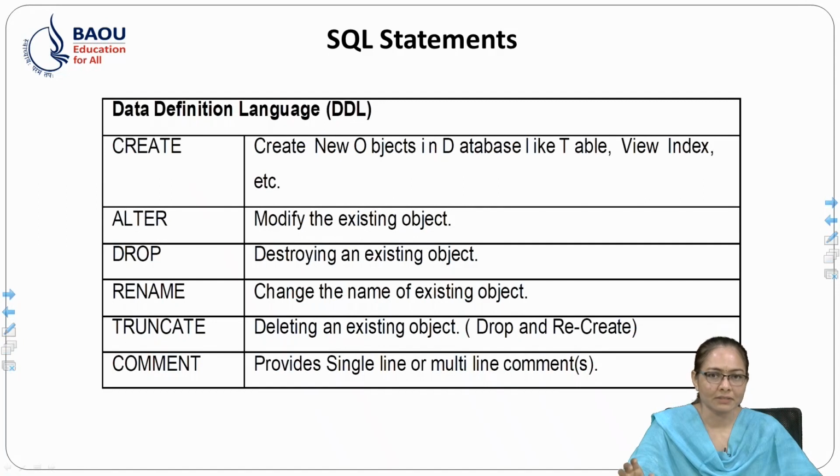Truncate command. The truncate command is used for deleting the data of an existing object, means the table structure remains the same. Table structure is not deleted, but all the records which are stored in the table, all the data, are deleted, means all the records will be deleted. Next, last one is comment. It provides single line or multi-line comments.